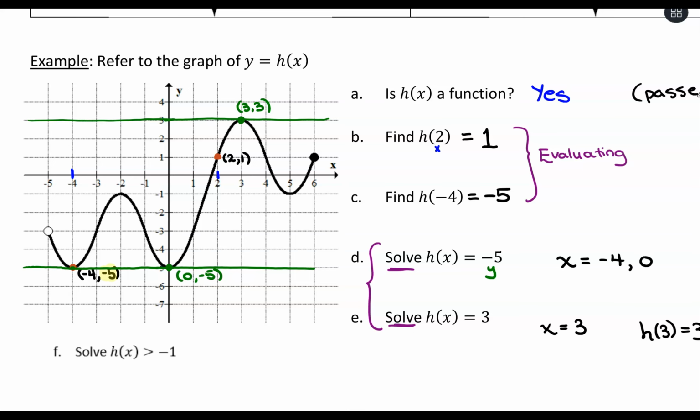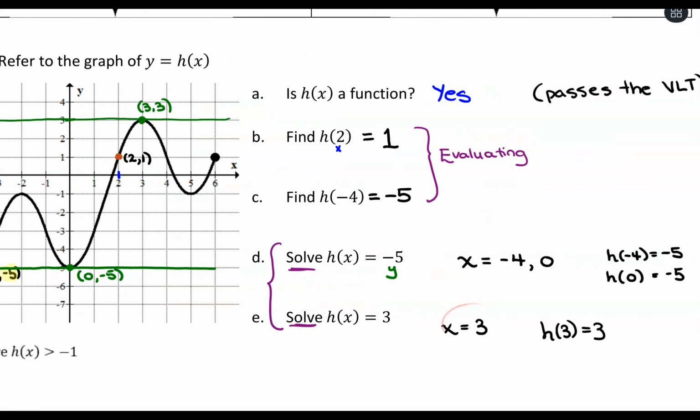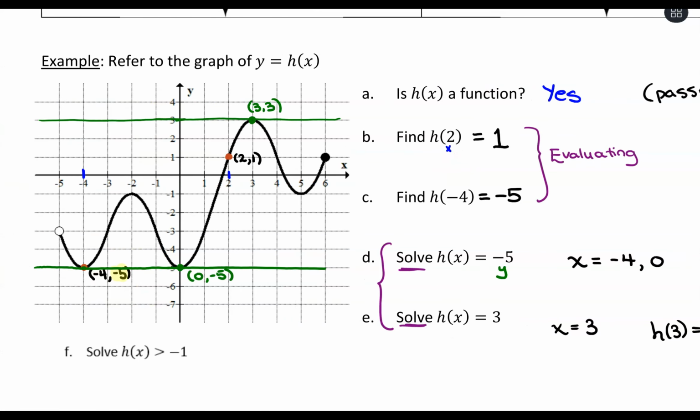Now with evaluating, with these scenarios, we should only have one value. And then when we're solving, as we saw, we could have more than one value. We could also have no values. So that would be a case of the answer does not exist. So we could have 0 solutions. We could have infinite solutions. Lots of possibilities when we're solving.